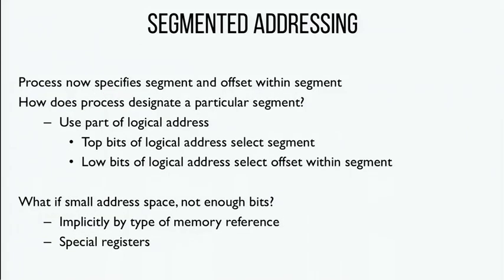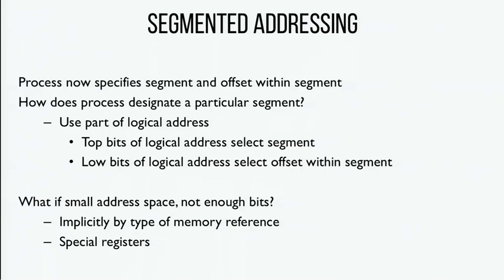Okay. So how are we going to use segments? So the first thing we have to figure out is how are we going to do our addressing? So now logical addresses are going to have a segment identifier as well as an offset within that segment. And then how you come up with that segment identifier is going to be different in different architectures, and so that's kind of a detail. But what we're going to assume is that we're going to use part of our logical address to specify a segment. And so the thing that makes the most sense there is to use the top order bits of your address to designate the segment. So we'll look at exactly how you do that.